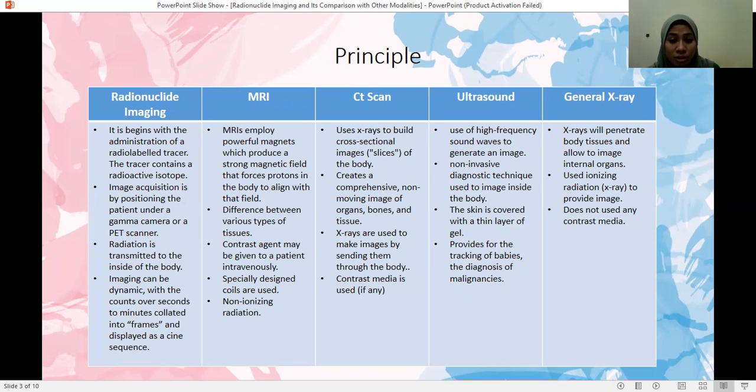The ultrasound uses high frequency sound waves to generate an image. It is a non-invasive diagnostic technique used to image inside the body. The skin is covered with a thin layer of gel. Ultrasound is used for tracking babies and also for the diagnosis of malignancies. In general, X-rays will penetrate the body tissues and allow imaging of internal organs. General X-ray uses ionizing radiation, which is X-rays, to provide an image, and does not use any contrast media.